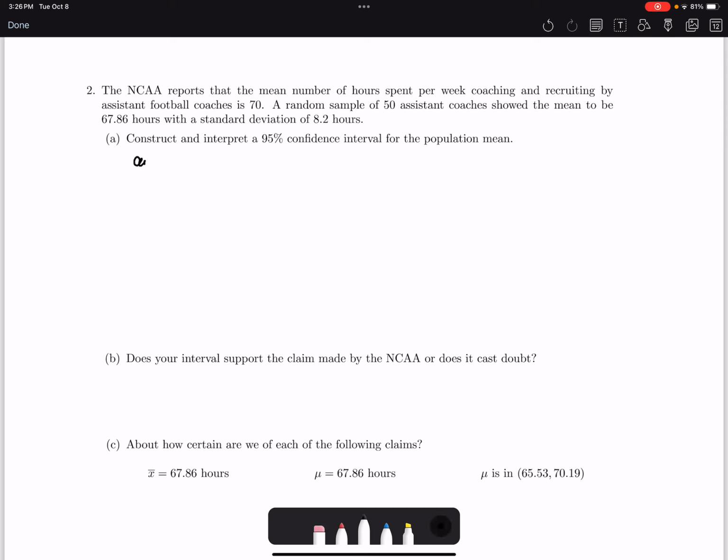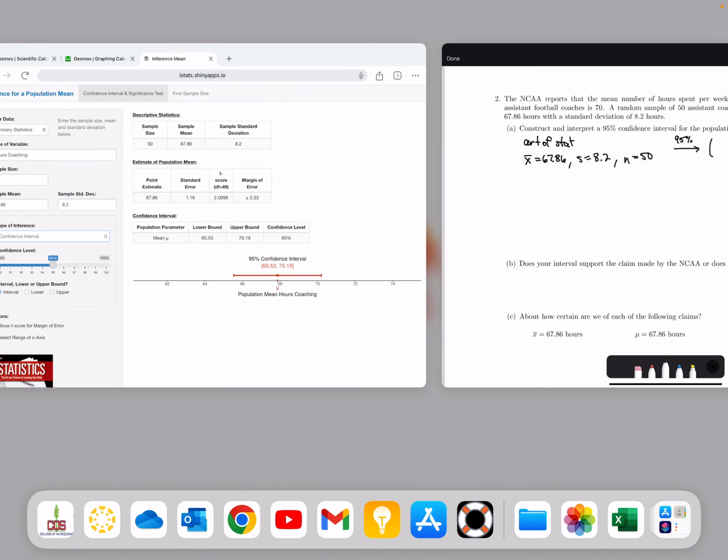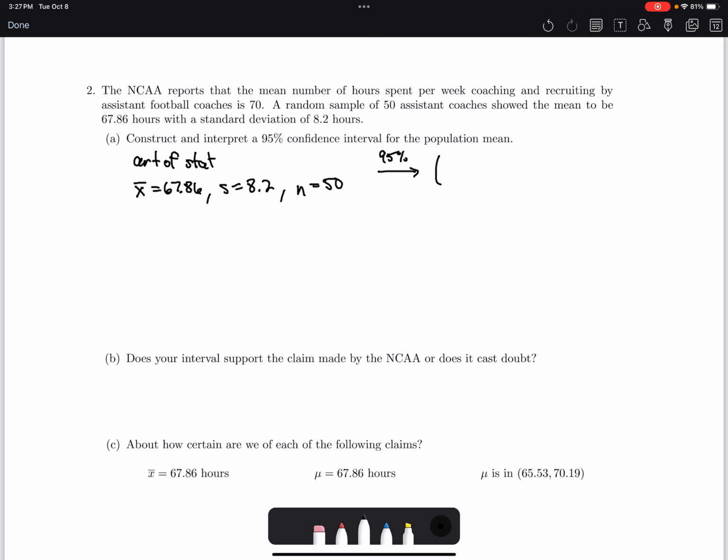So we went to Art of Stat. We entered 67.86 for our sample mean. We entered 8.2 for our sample standard deviation, and we entered 50 for our sample size, okay? And then our 95% confidence interval was 65.53 to 70.19. Okay, so there's the confidence interval.